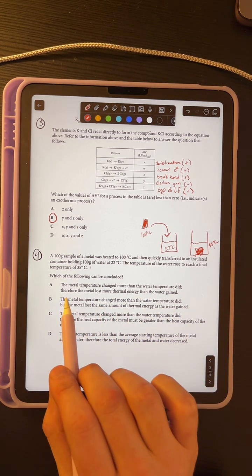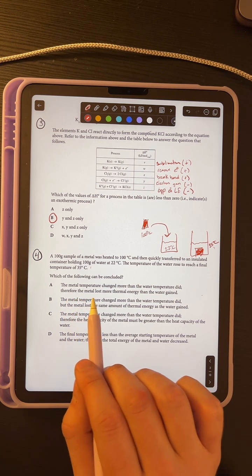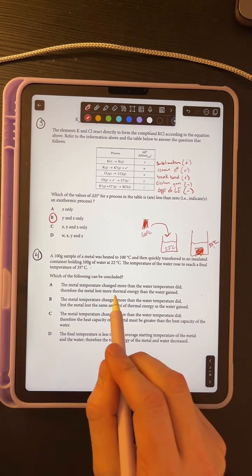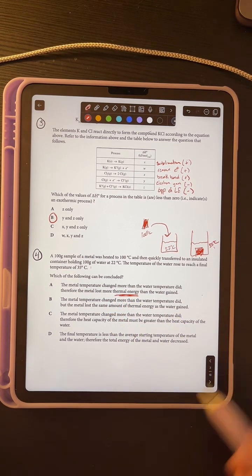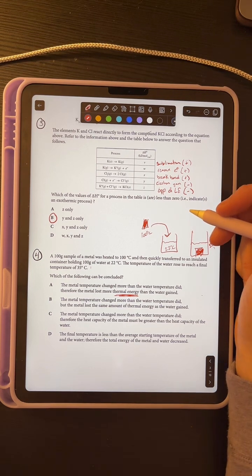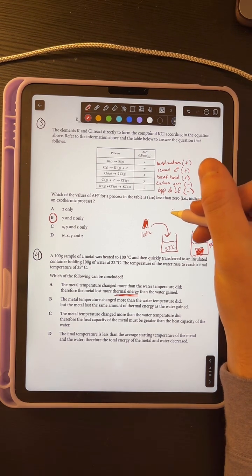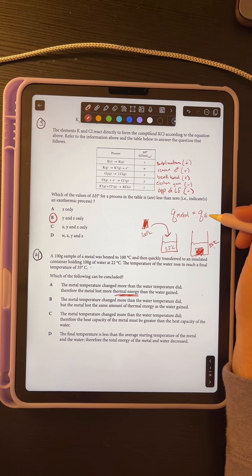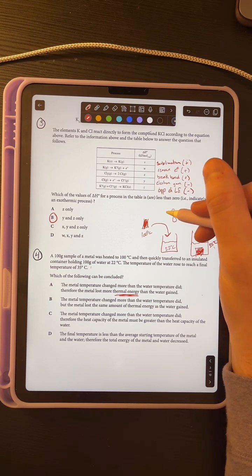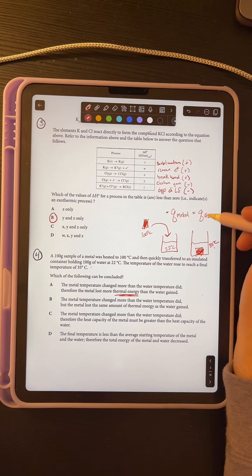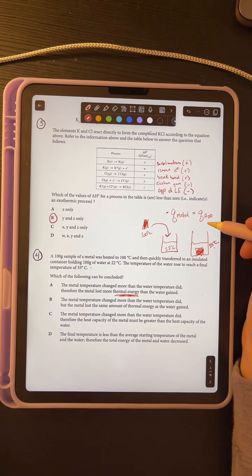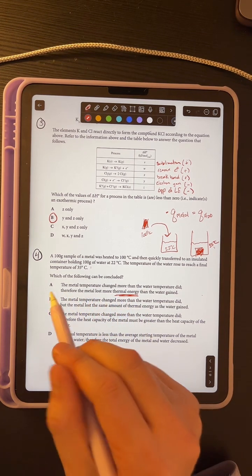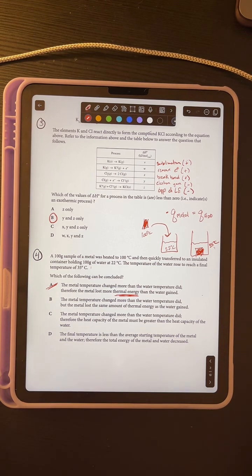But then the second half. Therefore, the metal lost more thermal energy than the water gained. Now, thermal energy, that is our heat. Now, if we remember, second law of thermodynamics, we cannot lose heat. So Q of the metal must equal the Q of the water. It's just going to be the opposite. So the heat that is lost from the metal must equal the heat that is gained by the water. And so because this is saying that the metal lost more thermal energy than gained, that is incorrect. We can just cross that right out.